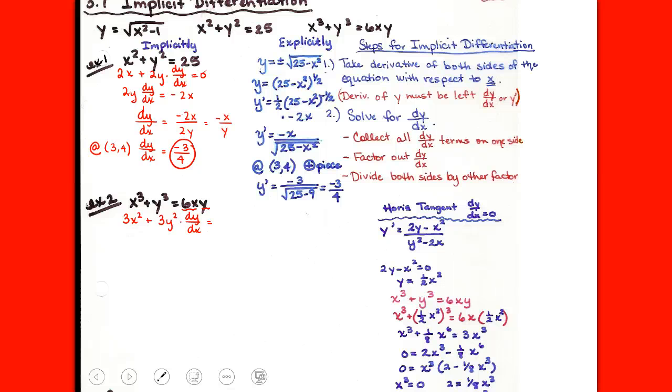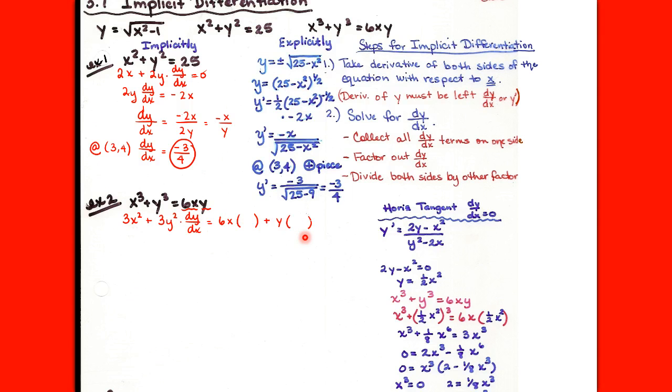On the other side, we have 6 times x times y. So I have a product. I'm going to put the 6 with the x. I could put it with the x or the y, but I'm going to put it with the x. So I'm going to think of 6x as one term, and I'm going to think of y as one term. And so I'm going to do my product. First times derivative of the second plus second times the derivative of the first.